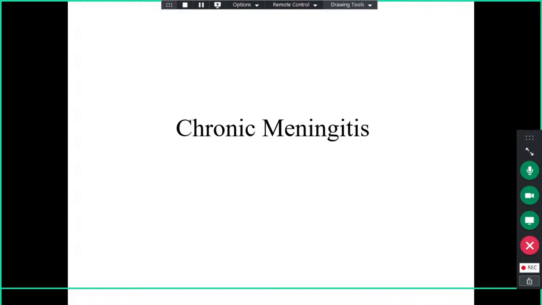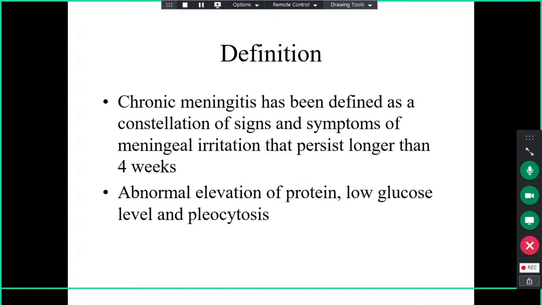So chronic meningitis, when we say chronic meningitis, when the signs and symptoms persist for more than 4 weeks, then we say that this is chronic meningitis. Recurrent can be in between: within 4 weeks maybe a person can have many episodes, so that is recurrent. But chronic, when it persists for more than 4 weeks, we say chronic meningitis.